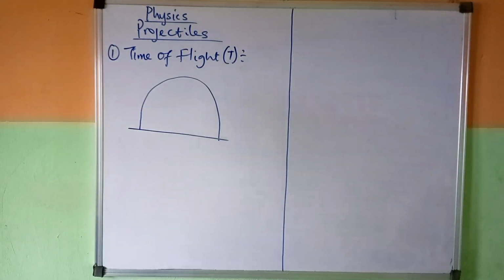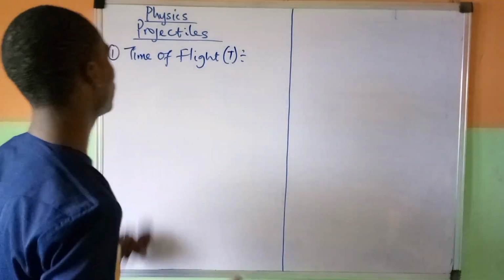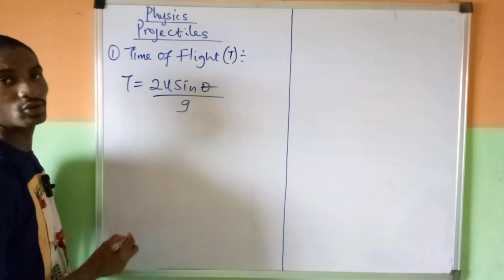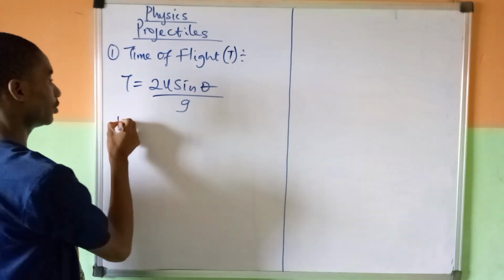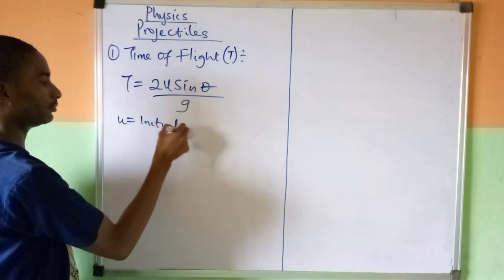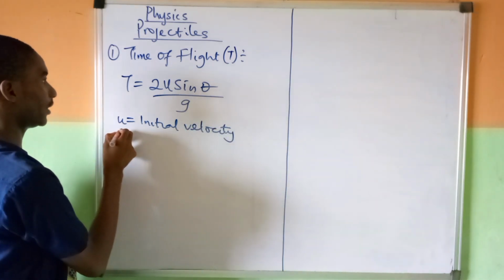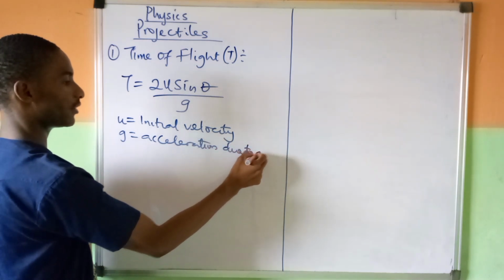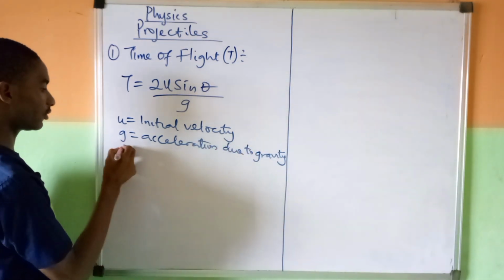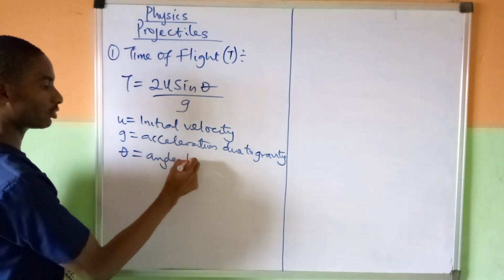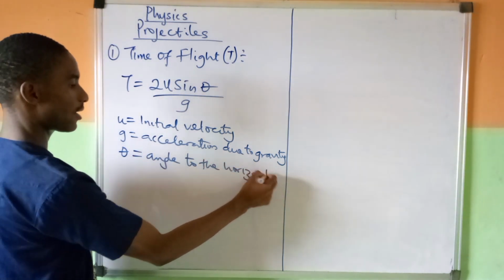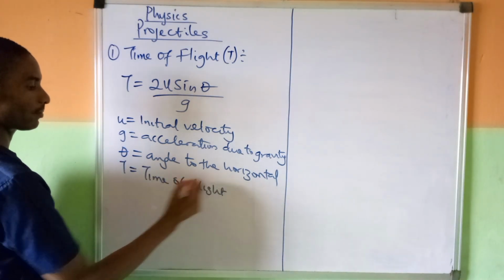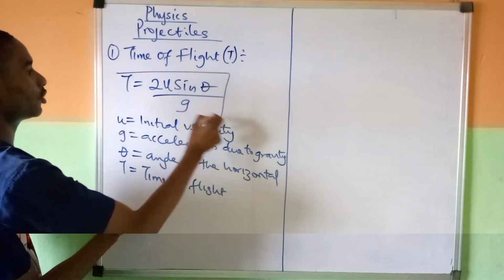And the formula for calculating that time of flight is T is 2u sine theta over g. 2u sine theta over g, where u is your initial velocity, right? Then g is acceleration due to gravity, and of course theta is the angle to the horizontal, and your capital T is the time of flight. That is that.